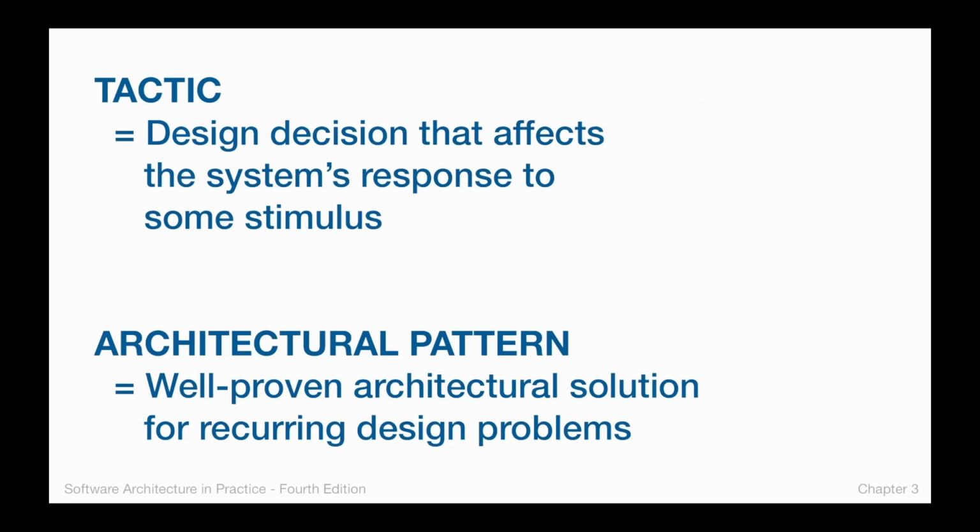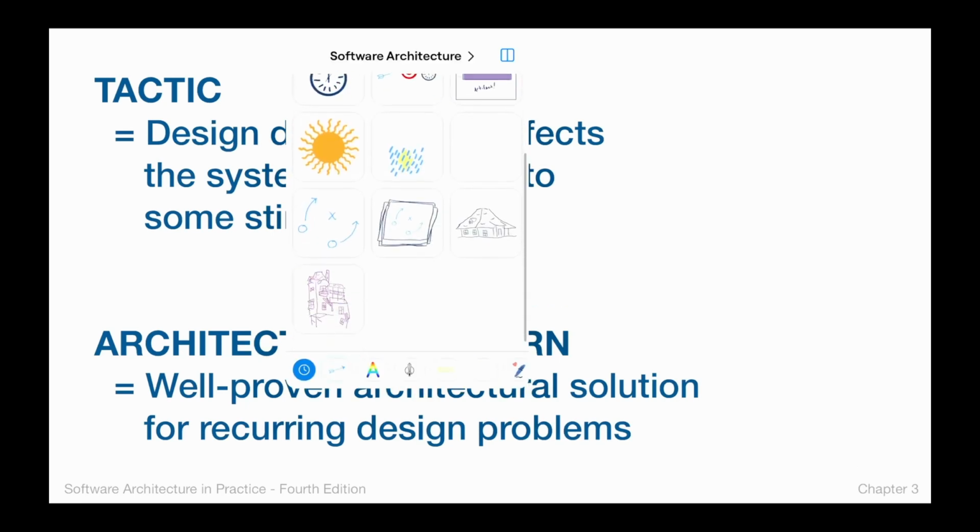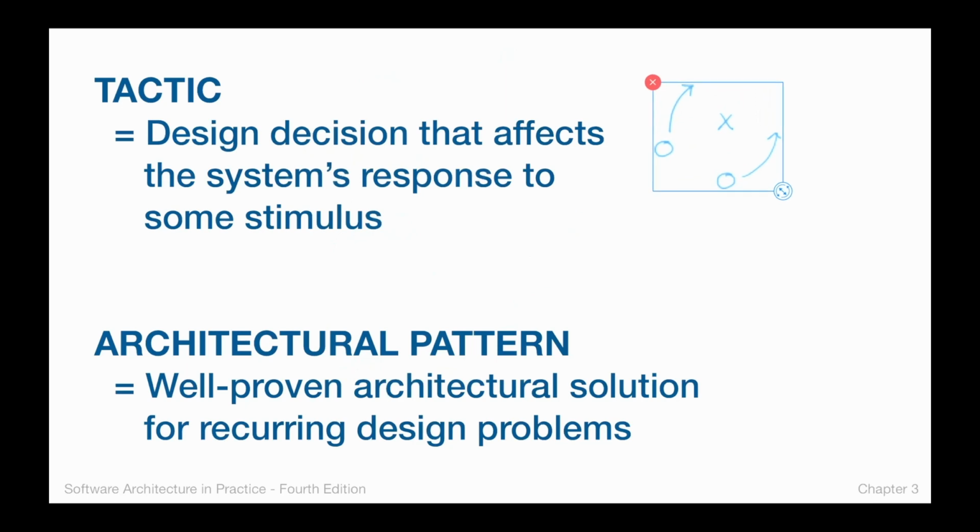So you can think of a tactic as a design decision. Let's think of it as kind of like a play. Like if you're a coach for a sports team, what method are you going to use to handle it? An architectural pattern is going to describe a particular recurring design problem. So it's a pattern. It recurs. It's a common thing that engineers come up against that arises in specific design contexts, and then the architectural pattern then presents a well-proven architectural solution for that problem.